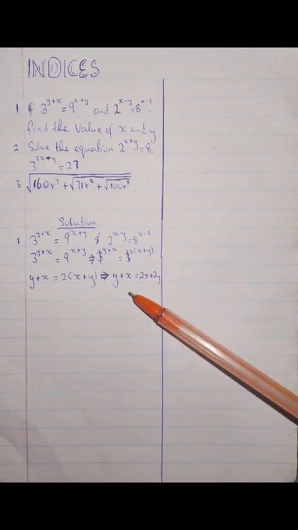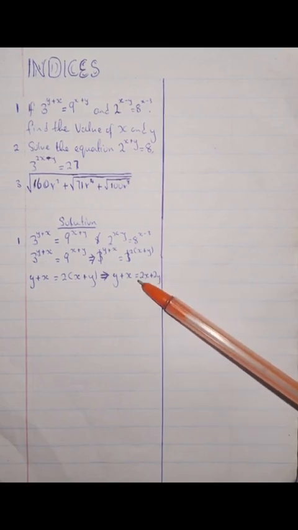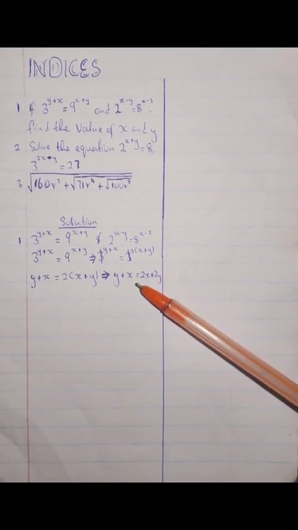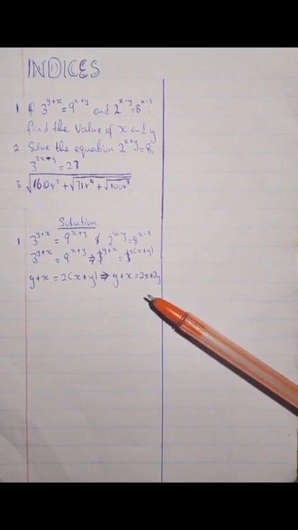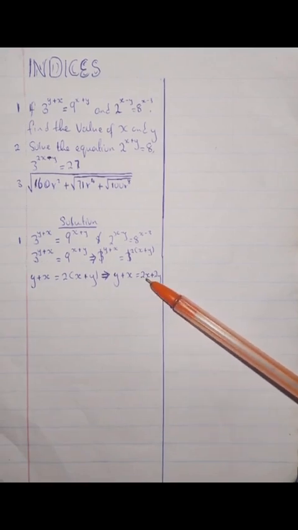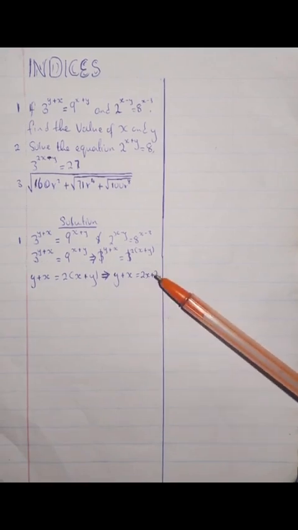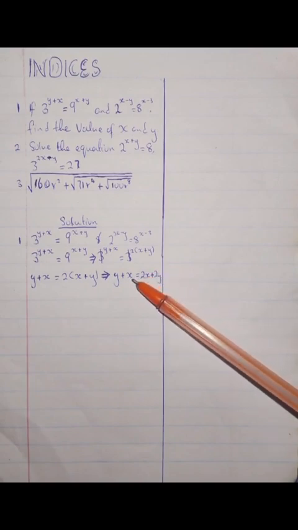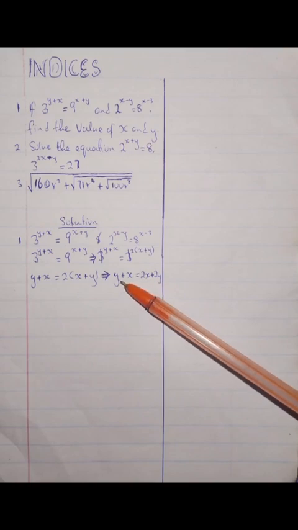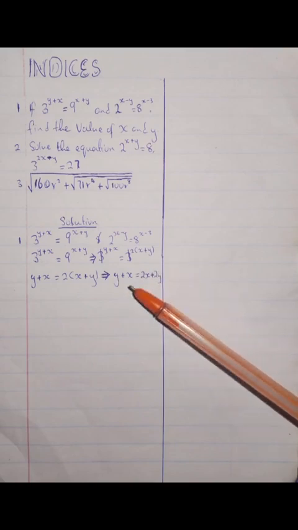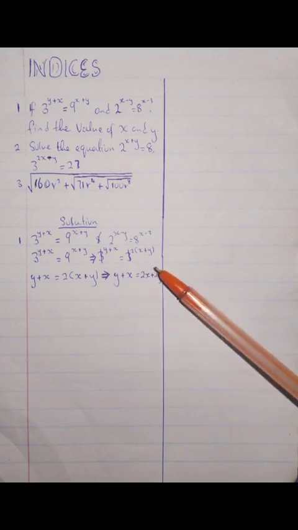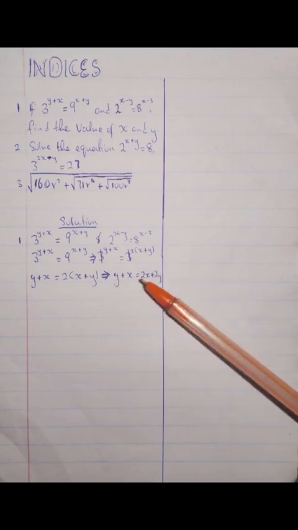Now that we have this, what is the next thing to do? The next thing to do is to collect like terms. You can see we have x here, we have x here, we have y here, we have y here. So we collect like terms. If we collect like terms, we'll move 2x over to this side. Since it's positive, we change to negative. So we'll be having x minus 2x, and we'll be moving y over to this side because there is y here, and since it's moving over to this side, it changes to negative, so we'll be having 2y minus y.